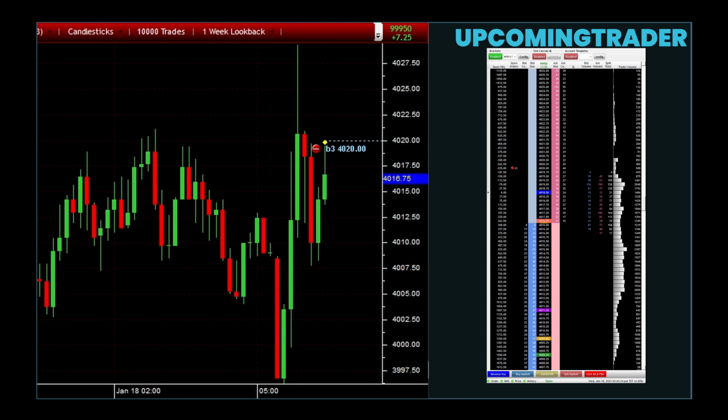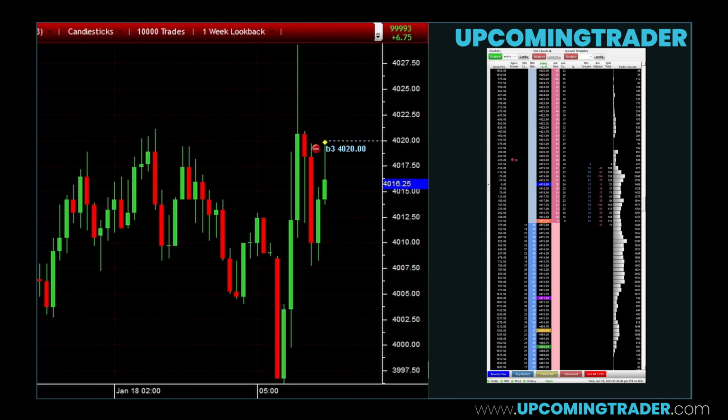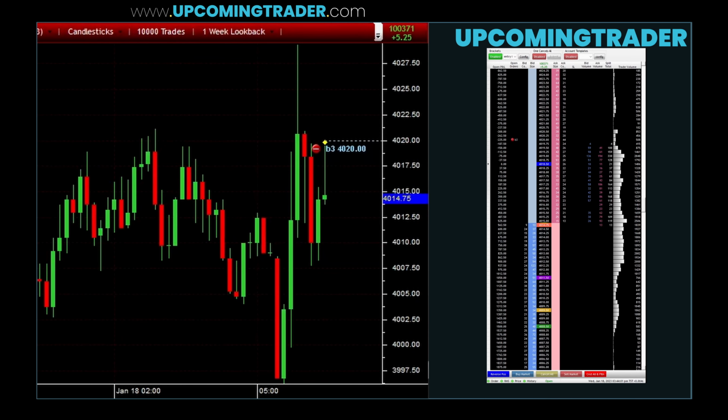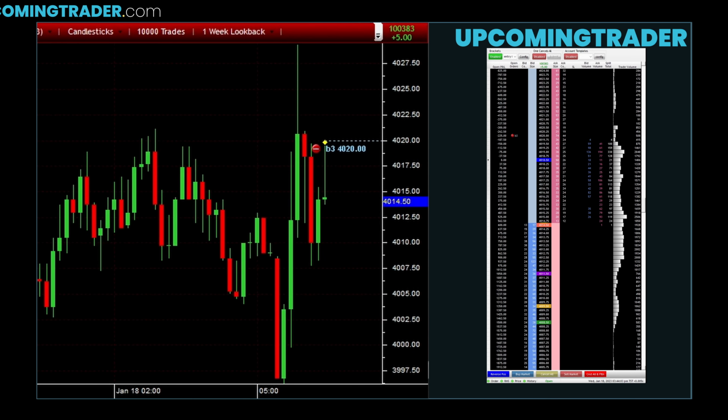Another key pattern is the double top or double bottom. These patterns occur when the price makes two peaks in the case of a double top, or two troughs in the case of a double bottom. On-balance volume can help confirm these patterns by showing reduced volume on the second peak or trough, indicating that momentum is fading. This can be a strong signal that the current trend is losing steam and may soon reverse.